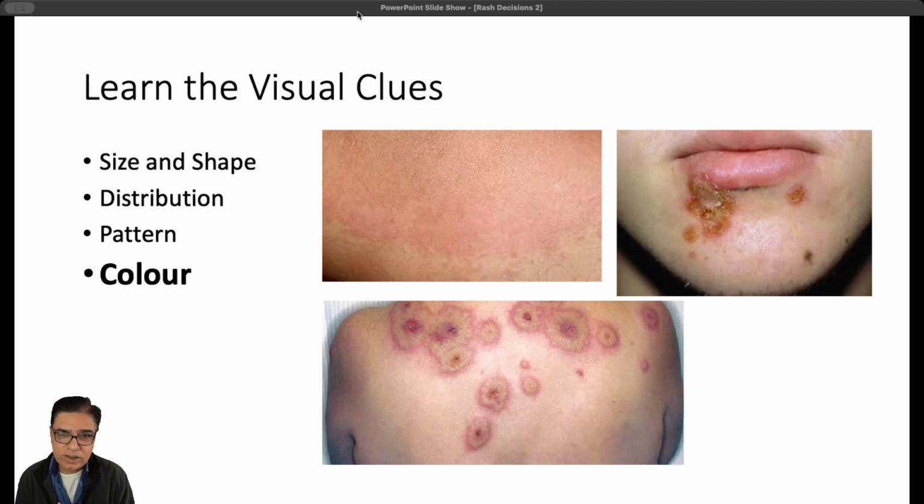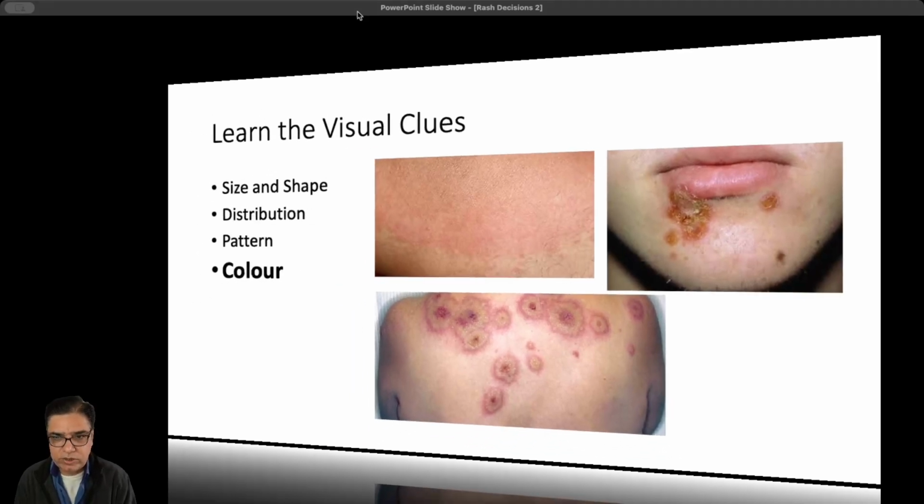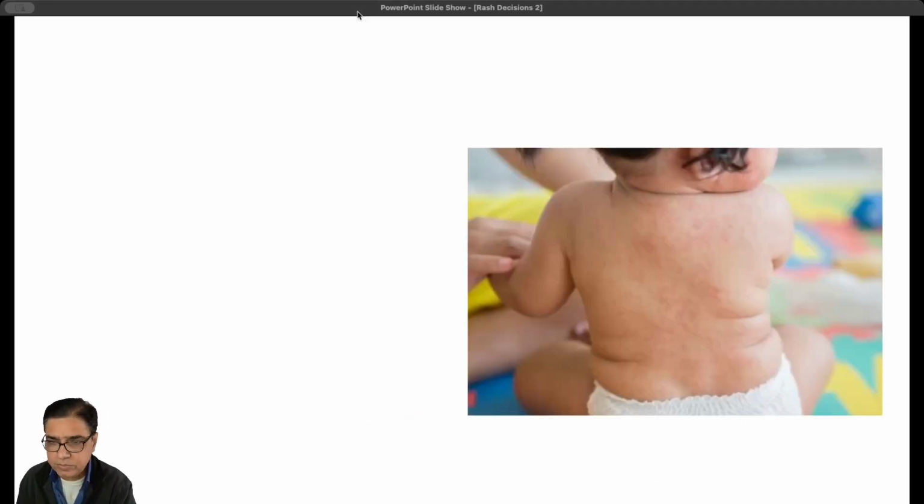So you have asked the right questions and you have described the rash with all these visual clues. Then it becomes easy for you to diagnose that. For example, look at this rash. This is an infant who has got a rash. Predominantly in this picture, you can see that it has appeared at the back. So let's say you have to ask the right questions.